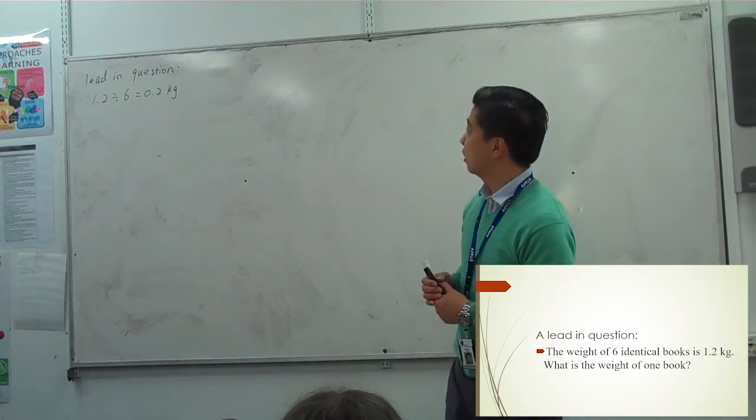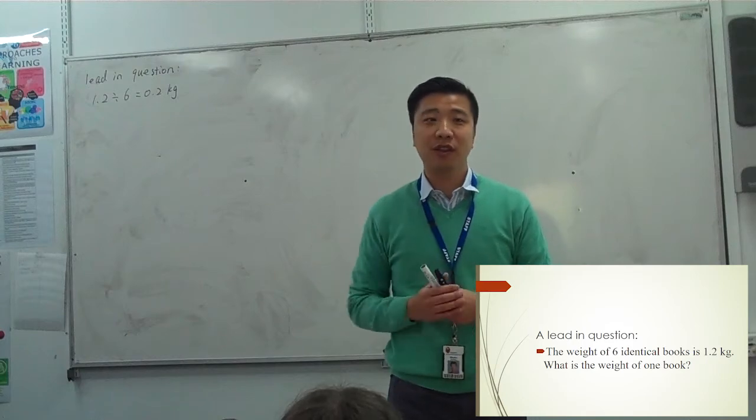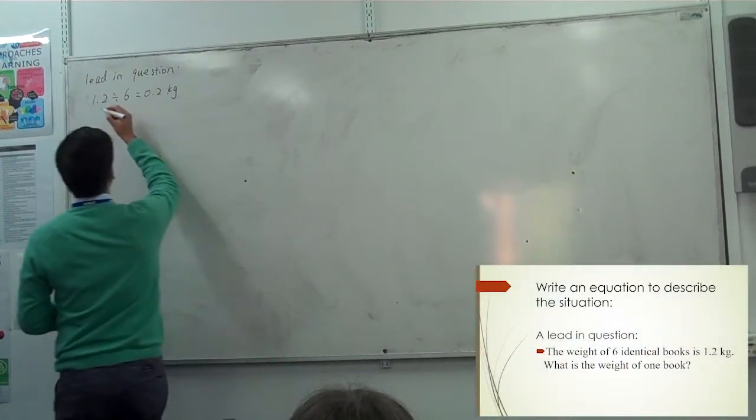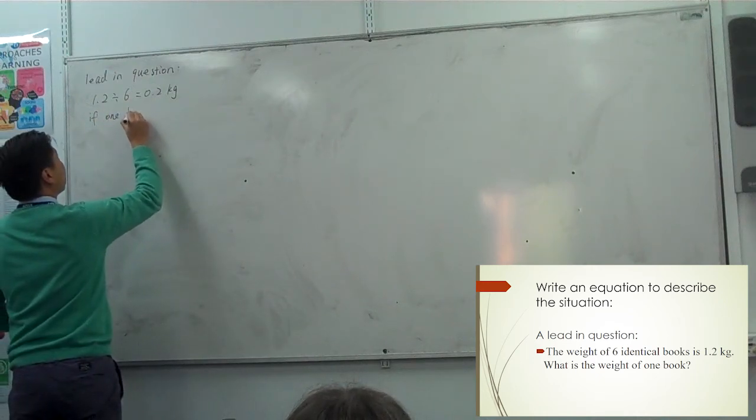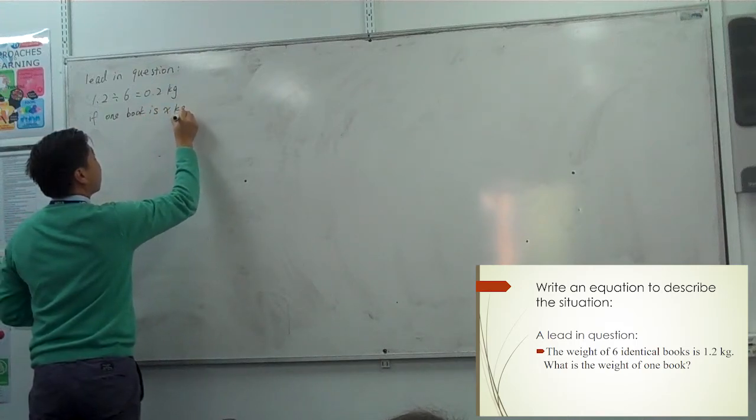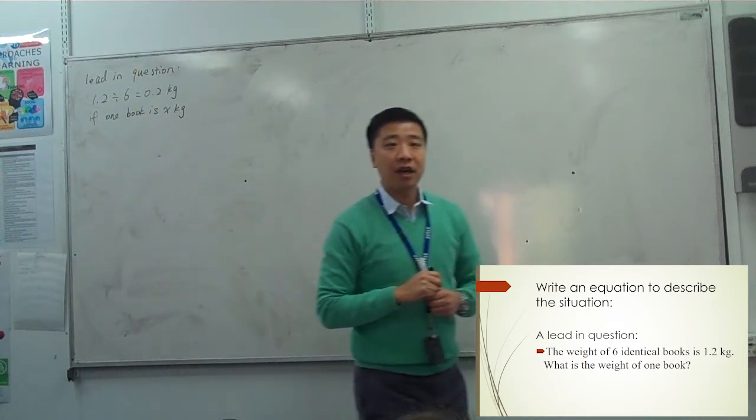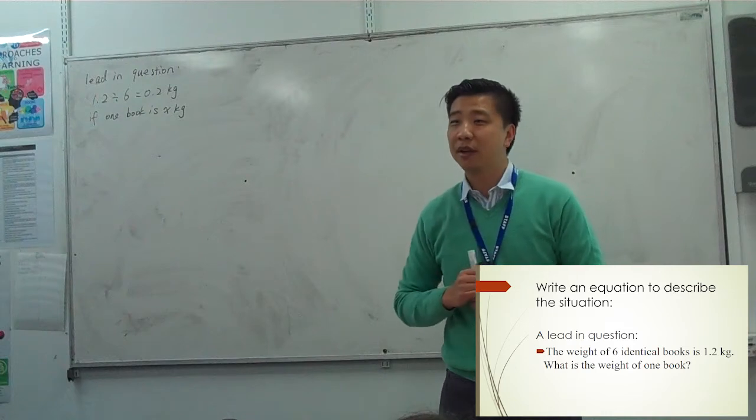We convert the kilos to gram. We don't have to do that, actually. Any other ways to do that? Okay, I'll give you the hint. If one book is X kilo, what can I do? If one book is X kilo, can I set up something?